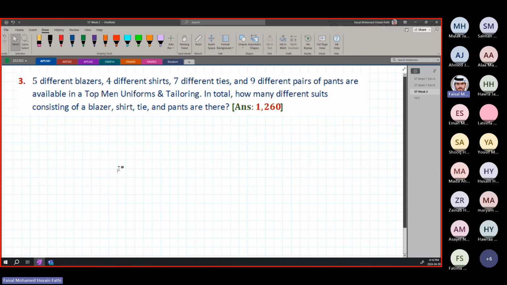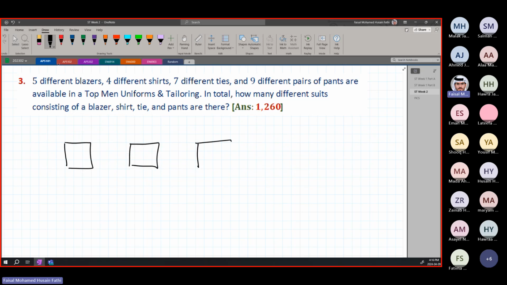So the easy way of doing this, what I still do till today, is I put a box for each one. So the first box is for blazers. The second box is for shirts. Third box is for ties. And fourth box is for pants. All right.